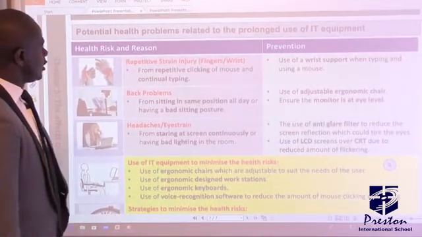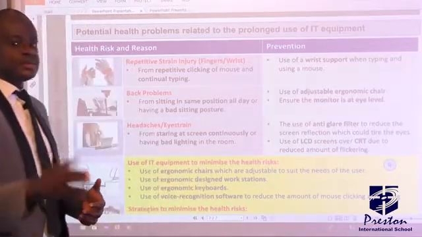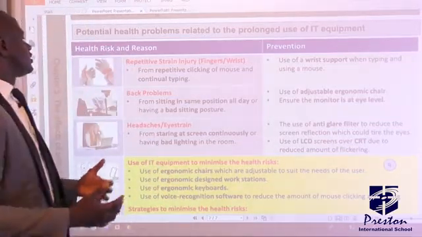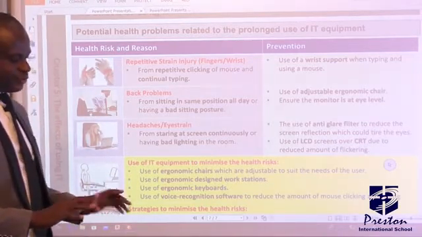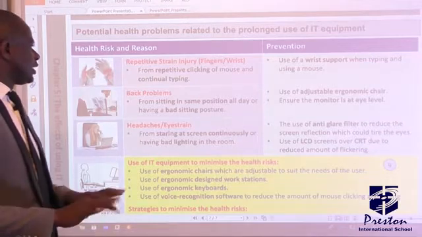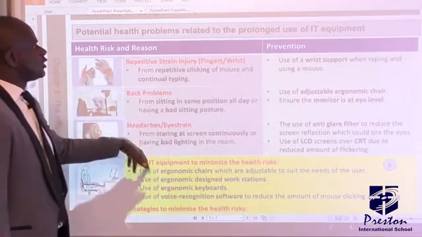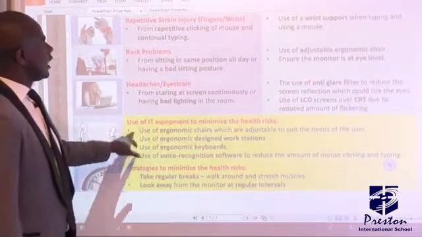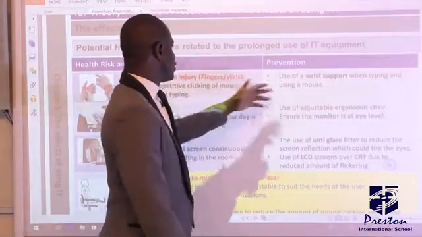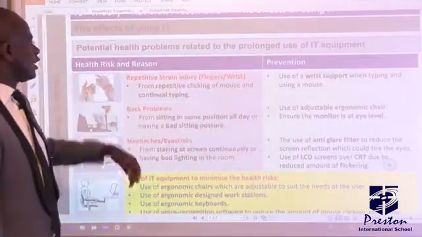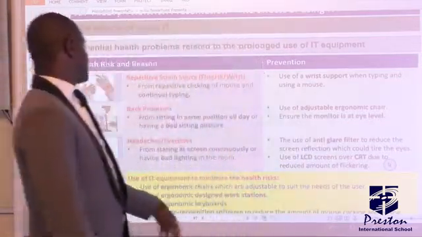Okay, what are some of the potential health problems due to the prolonged use of ICT? We'll have repetitive strain injury. That's when you use your wrists in the same position for a long period of time, making very small movements. We also have back problems from sitting in a position for hours. And you can see some of the prevention. Use wrist support for RSI so that you don't get RSI. For back problems, use adjustable chairs and ensure that the monitor is set at eye level.